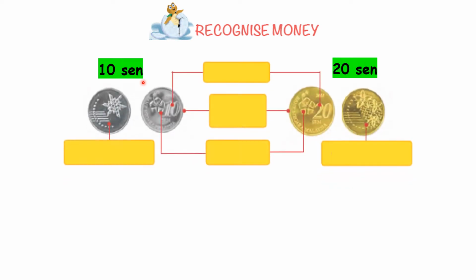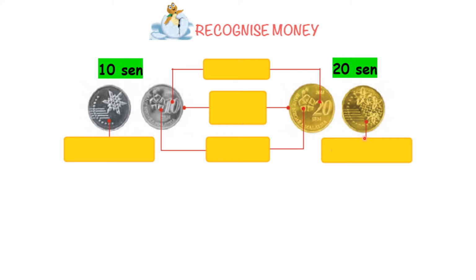Now let us go through our subtopic, recognize Malaysian money. Okay, our money that we use in our country, Malaysia. Okay, 10 cent and 20 cent. This is the 10 cent coin and this one is the 20 cent coin. The 10 cent coin is silver in color. And then the 20 cent is gold in color.